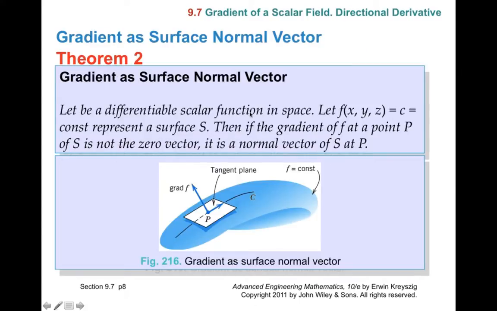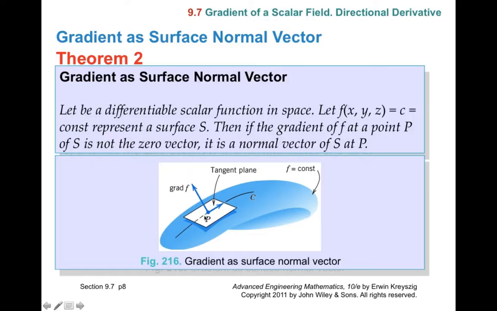The gradient, taken at a particular point along a surface, gives you the normal to the surface. So we have some expression in x, y, and z that defines a surface. That happens when some function of x, y, and z is equal to a constant. That's going to represent some surface in space. If we then take the gradient of f and evaluate that at a given point P, it's going to be a normal vector to the surface.